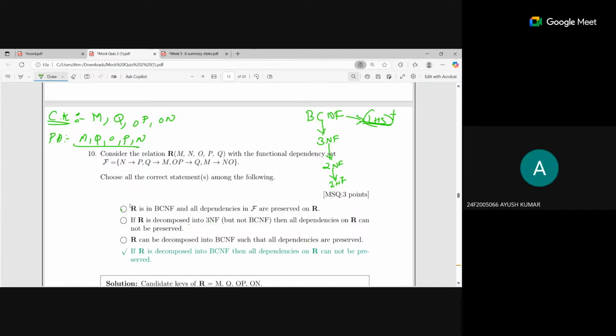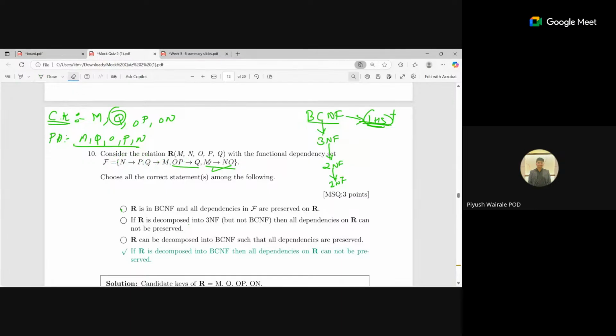Sir, can you repeat how it is not in BCNF? Yes. The condition for BCNF is that the left hand side of every functional dependency must be a key. You can see N is not a key here. This is violating my BCNF condition. Q determines M, yes, because Q is a key. So this is fine. OP determines Q, yes, OP is a key. This is fine. M determines NO, yes, M is a key. This is fine. Only this is violating my condition here.